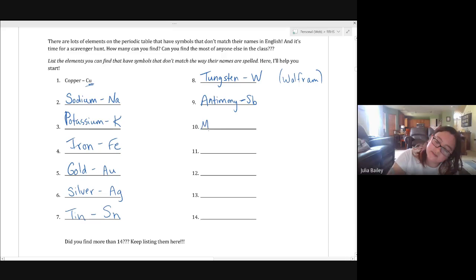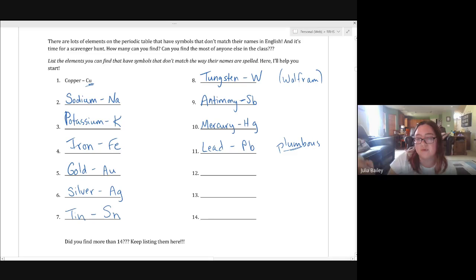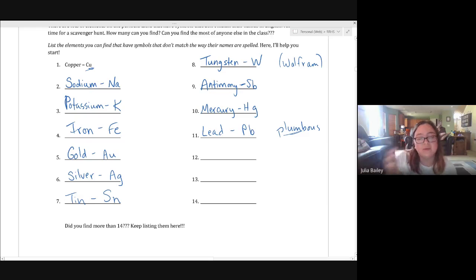Mercury, Hg, that's another one that's from Latin. And then lead, Pb, that's actually plumbum, Pb. Like plumbing, it's actually the same root word because pipes used to be made out of lead before we realized that gives you cancer.